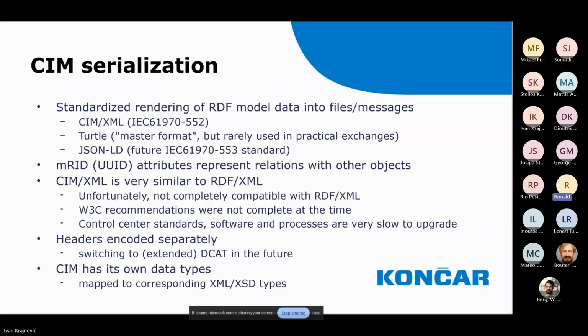Okay, and the CIM serialization that we got into now, it's a standardized rendering of RDF data into some files. So basically, these are the three types. But CIM XML is used. JSON-LD is in standardization now. And some of these attributes represent relations. Other attributes are just parameters.